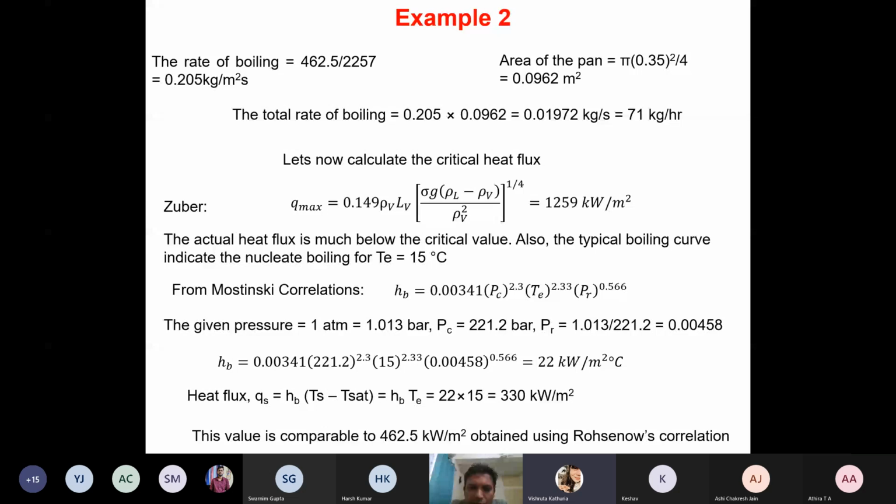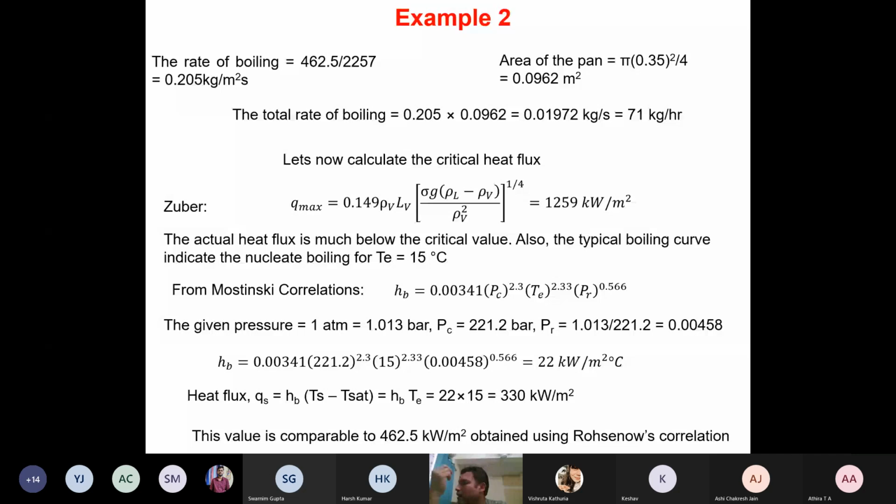Okay, so in general, whenever such things are asked, I generally clearly mention which correlation has to be used. And if nothing is mentioned, in that case, one has to use the Roshanov correlation, because that is more accurate compared to Mostinsky. Mostinsky's correlation is simple. If you don't want to do the complicated calculation, and if you just want to get the order of magnitude for the heat flux, then only one parameter is required.